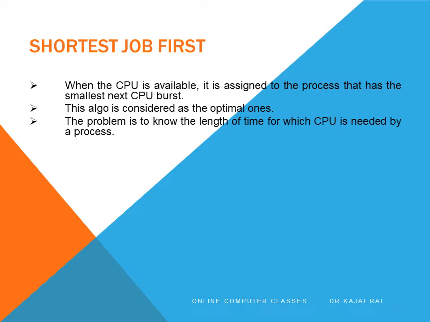The problem with this algorithm is that it needs to know in advance the length of time for which the CPU is needed by a process, and knowing that in advance is a problem. It is not easy to know how much time a process needs the CPU. So this is the main problem for SJF, because predicting the time the process will use on its next schedule is not easy.